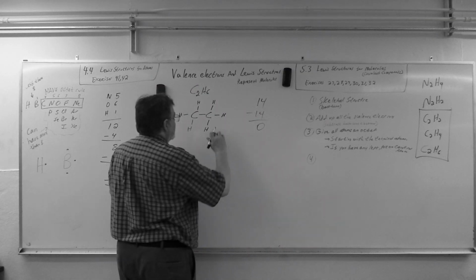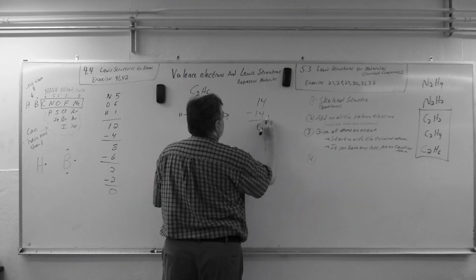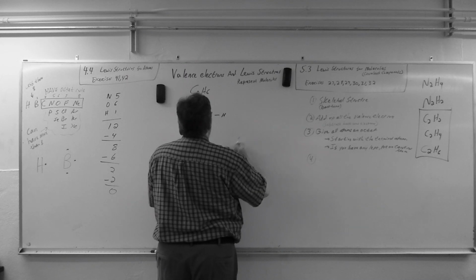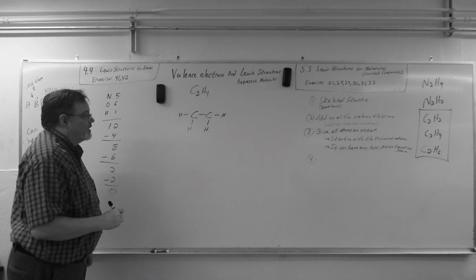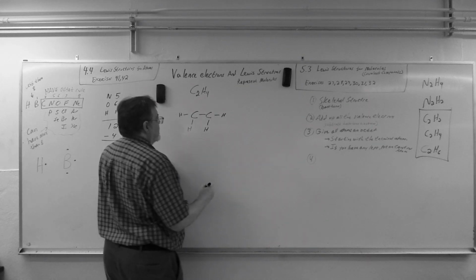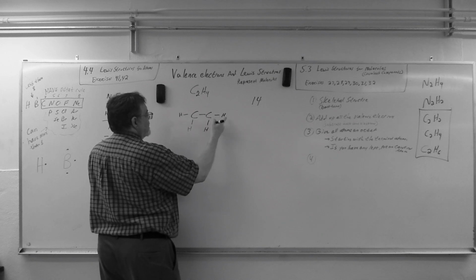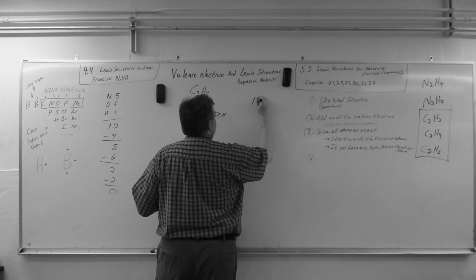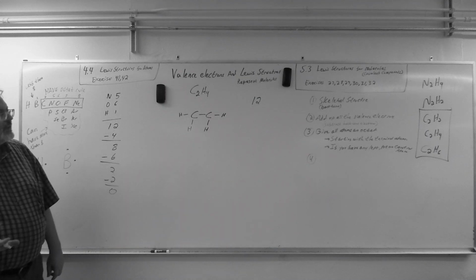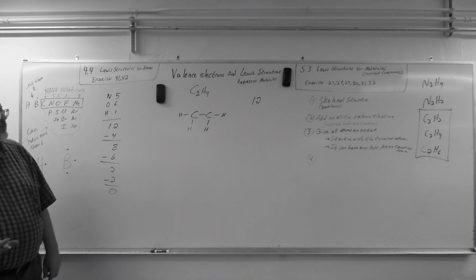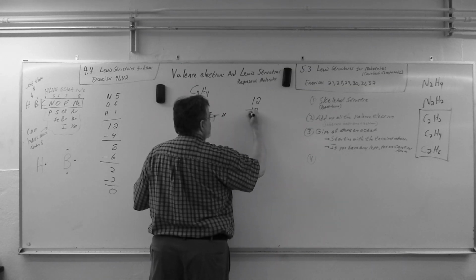If I had C2H4, this is going to make a double bond show up. So I make my backbone, and it was 14 total? 8, 9, 10, 11, 12. Now we have 12 total. 1 for each hydrogen and 4 for each carbon. So 8 valence electrons from the 2 carbons, and then 4 more for the 4 hydrogens. 2, 4, 6, 8, 10. I've used 10 to make my backbone.